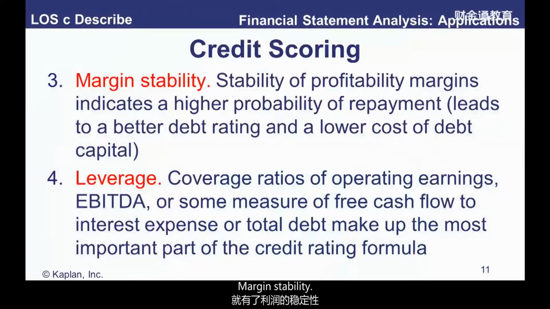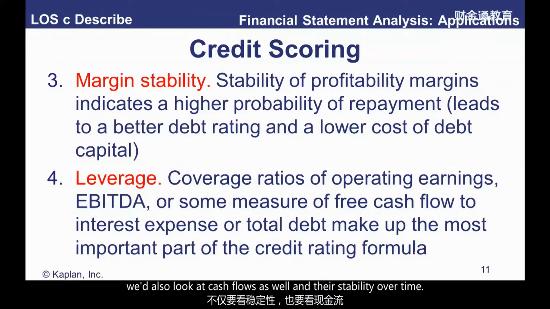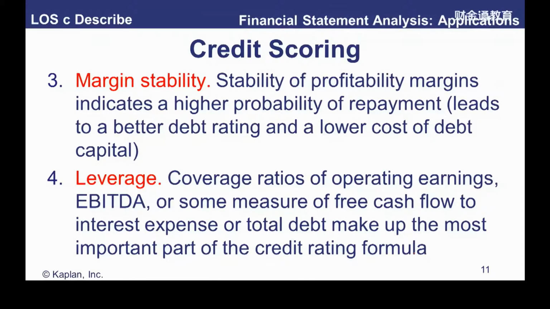Margin stability. Well, of course, this is looking at our profit margins, operating profit, gross profit margin, net profit margin, and it's looking for stability over time. And I think actually beyond margins, we'd also look at cash flows as well and their stability over time. The more stable our earnings are going to be, the better our credit ratings are going to be, essentially. We've got greater ability to service both interest and principal.